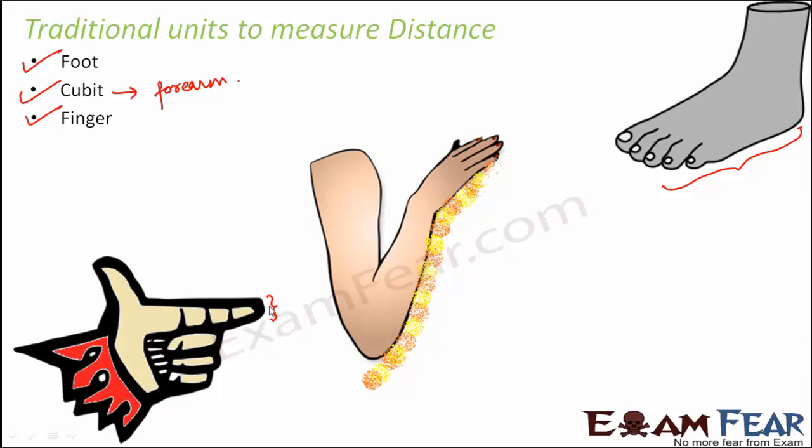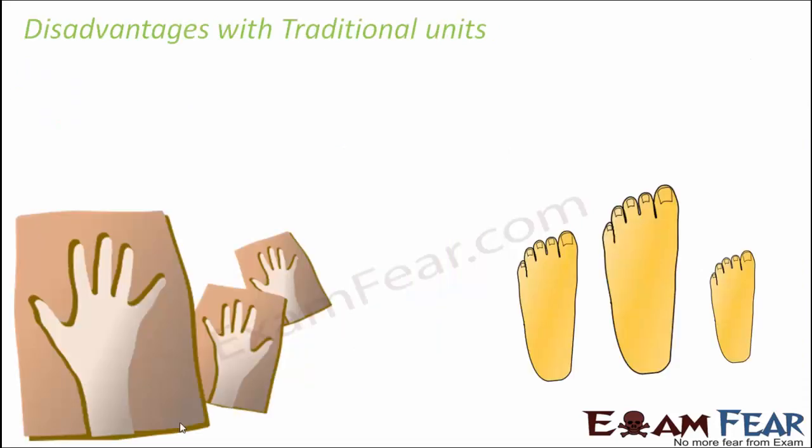Sometimes when they put all 3 fingers, the length would increase, it would become this much. When they open all 4 fingers, the length would be this much. So basically the width of the fingers is used to measure length. These were some traditional units where different parts of the body were used as reference to measure distance. However, using traditional units has a lot of disadvantages.